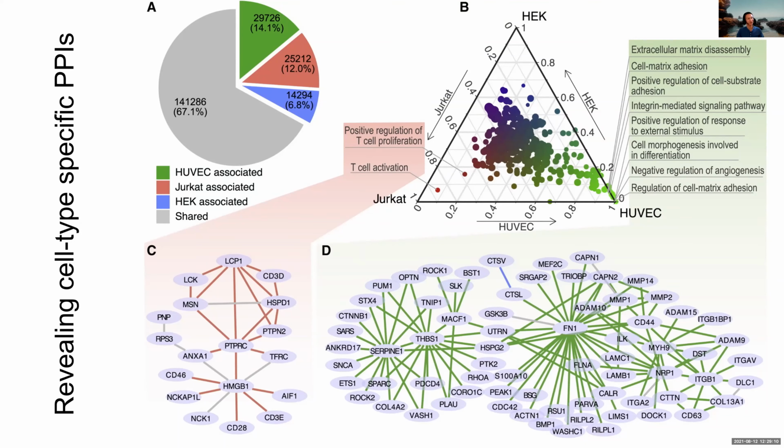You see that most of the PPIs are JURKAT only, with a few in gray that are shared by the other two cell types. The edges in pink are JURKAT-specific interactions, having a lot to do with the high mobility group of transcription factors that very recently has been implicated in a lot of T cell activation.